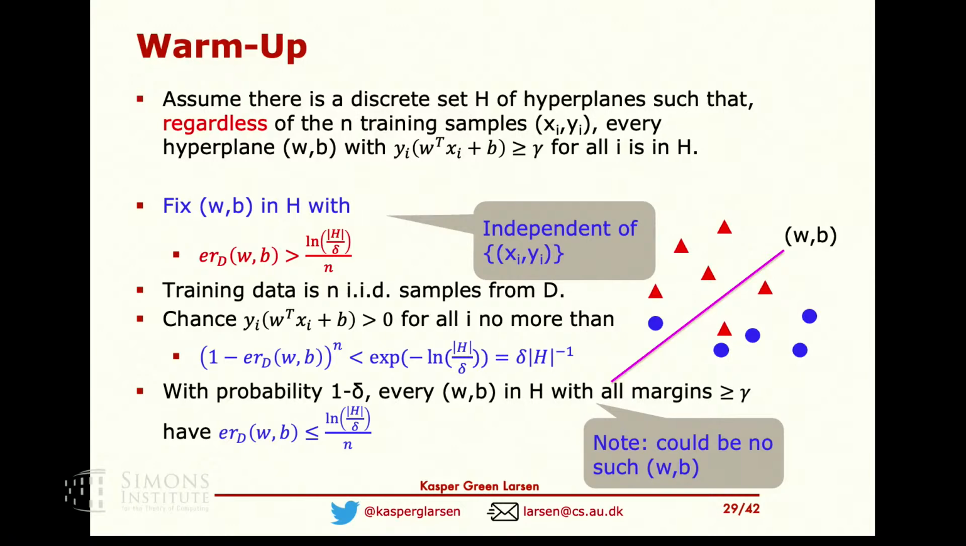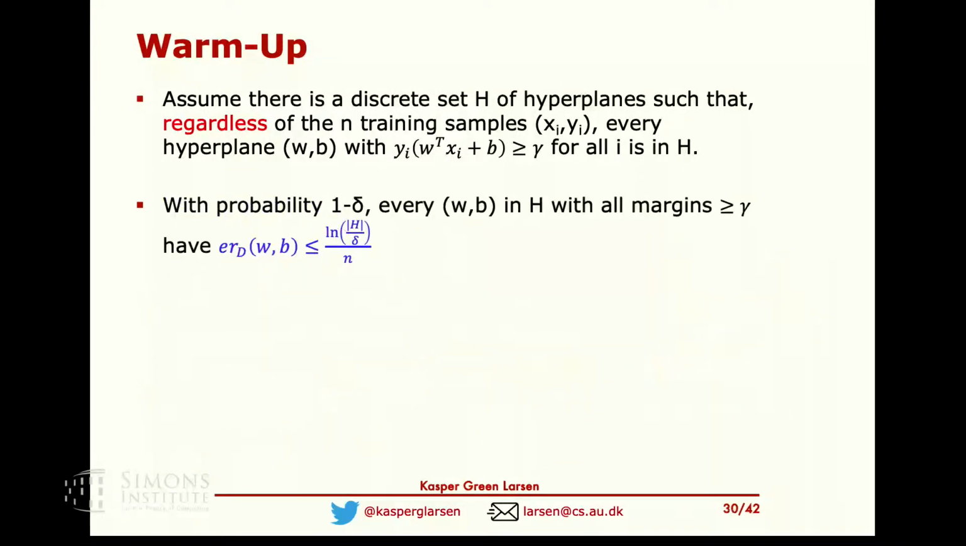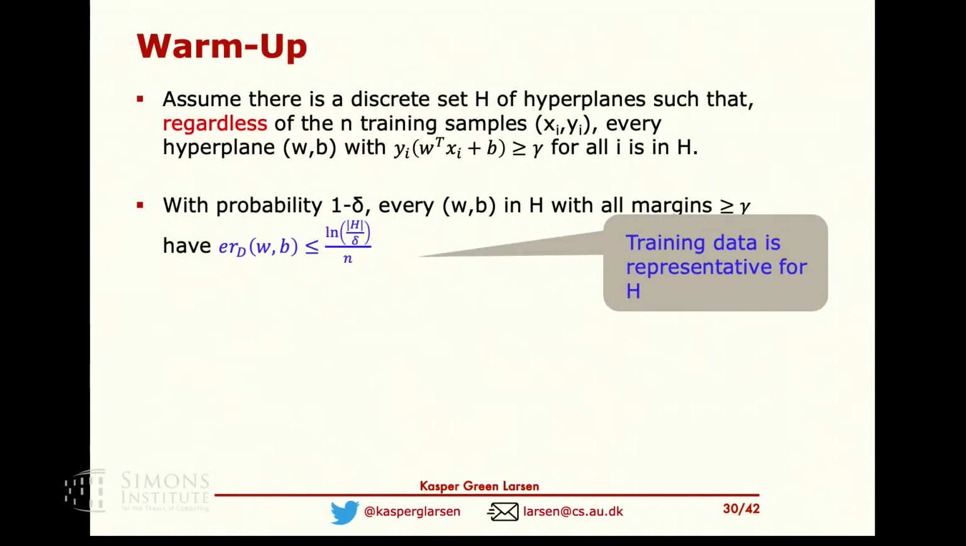Because you have n IID samples, every single time you'll see a witness to this one making a mistake. Okay. So in some sense you can say it's highly likely that the training data set is very representative for this set H of hyperplanes, right? Every single hyperplane in this H, if all the margins are large, it must also have a small chance of mispredicting. Otherwise, you would have seen it here. Okay.